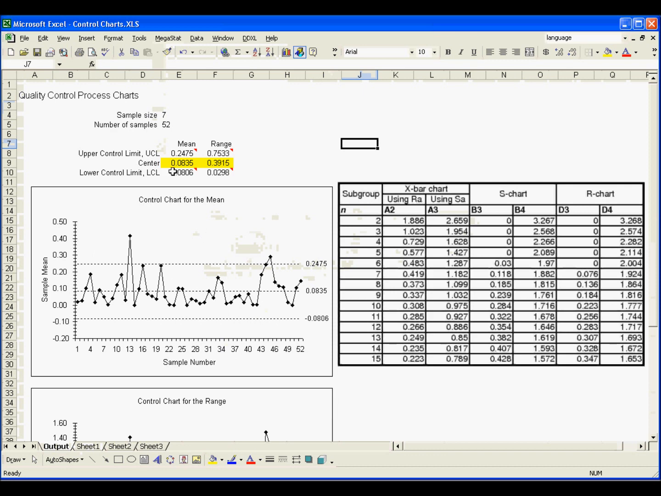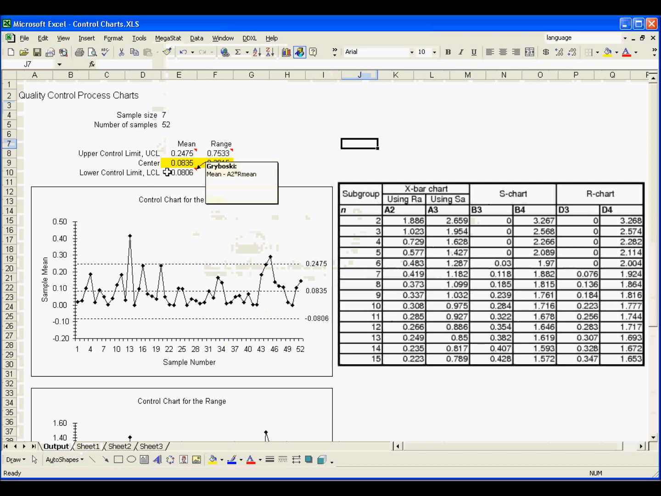The lower control limit is the mean, 0.0835, minus, now we're going to look at this. This is called a control chart constant, or a table of control chart constants. And we're going to use A2 because we're using range and not standard deviation. So we're going to use these numbers, and we're looking at the numbers that correspond to a sample size of 7. So what the program did for you is it takes this mean, 0.0835, and subtracts from that A2, the 0.419, times the mean of the ranges, times 0.3915.